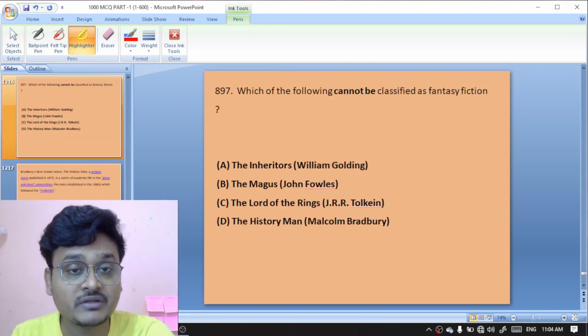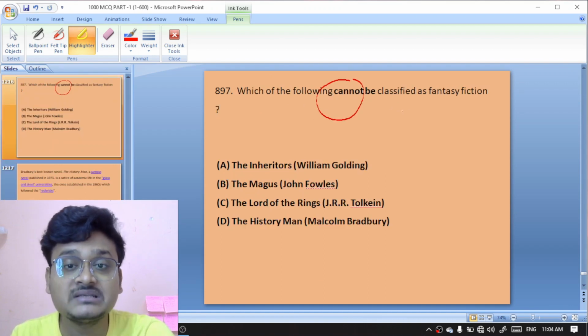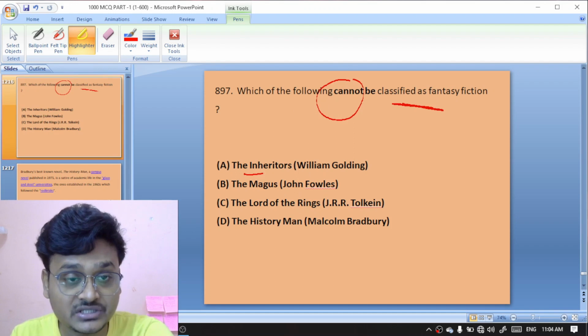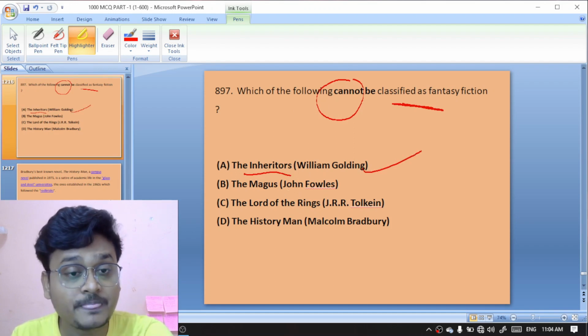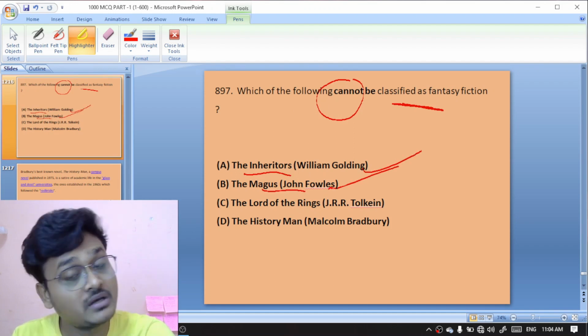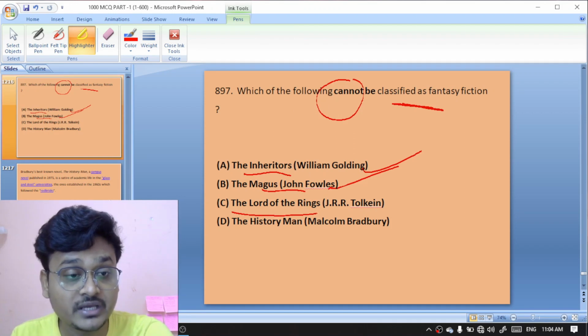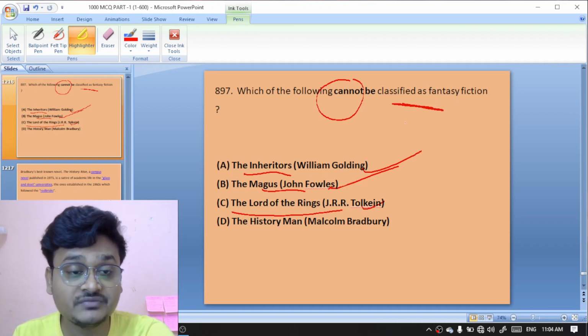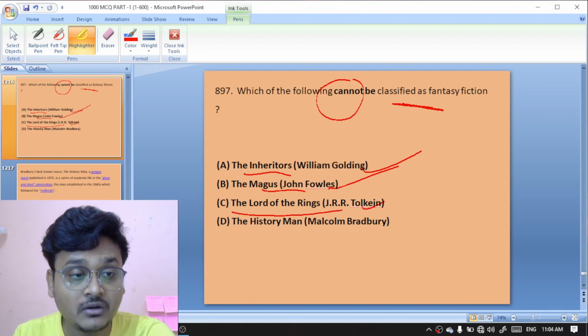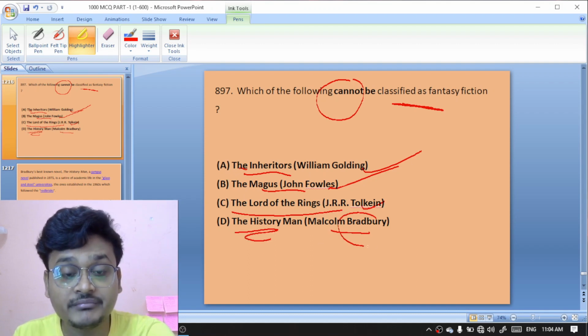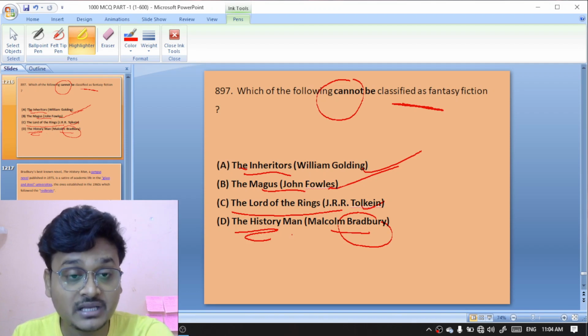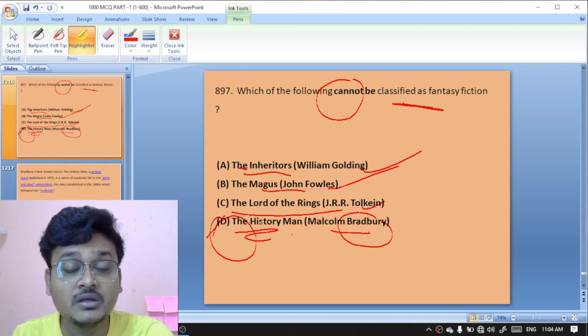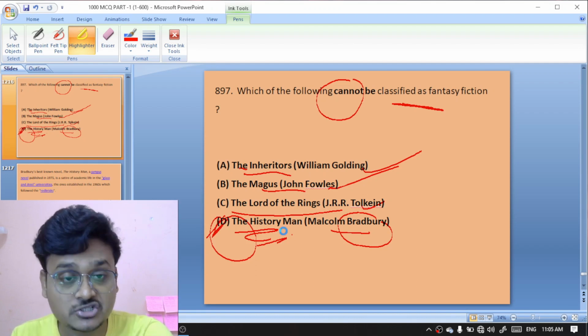Moving to the next question: which of the following cannot be classified as fantasy fiction? Okay, The Inheritors by William Golding, fantasy fiction. The Magus by John Fowles, fantasy fiction. The Lord of the Rings by J.R.R. Tolkien, fantasy fiction. Whereas The History Man by Malcolm Bradbury is a campus novel, so it cannot be classified as fantasy. So here D is the right answer, because The History Man is a campus novel.